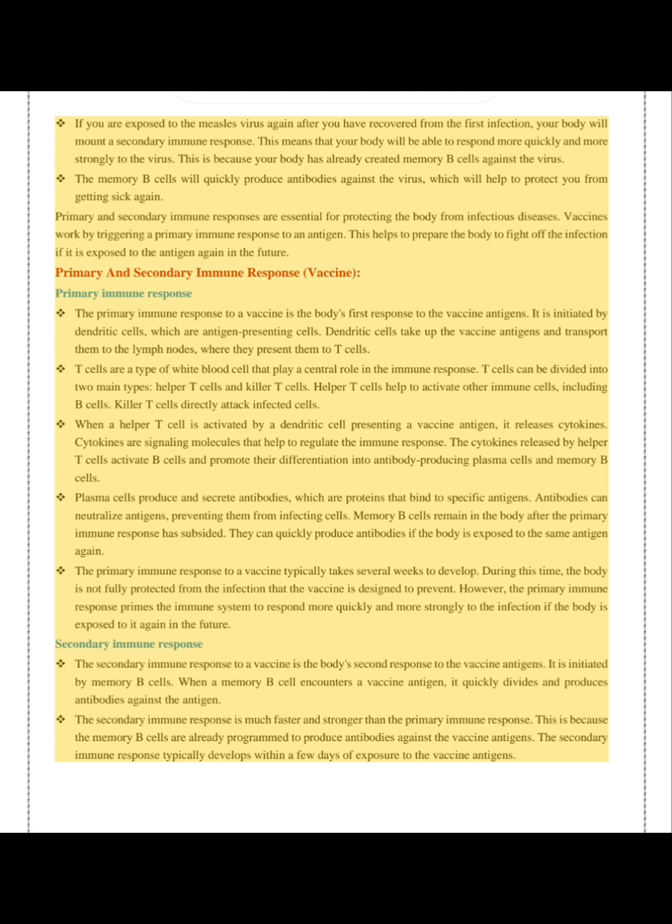Secondary immune response. The secondary immune response to a vaccine is the body's second response to the vaccine antigens. It is initiated by memory B cells. When a memory B cell encounters a vaccine antigen, it quickly divides and produces antibodies against the antigen. The secondary immune response is much faster and stronger than the primary immune response. This is because the memory B cells are already programmed to produce antibodies against the vaccine antigens. The secondary immune response typically develops within a few days of exposure to the vaccine antigens.